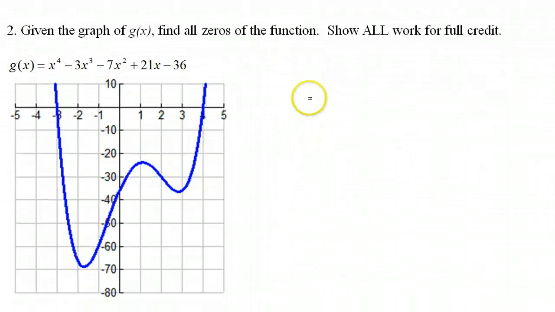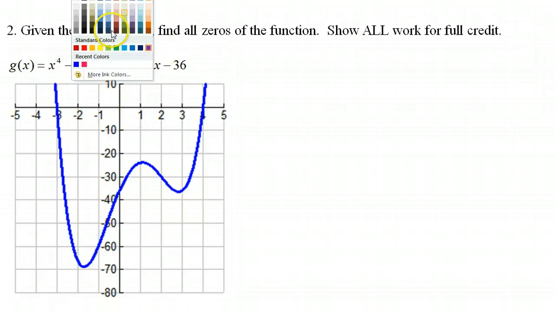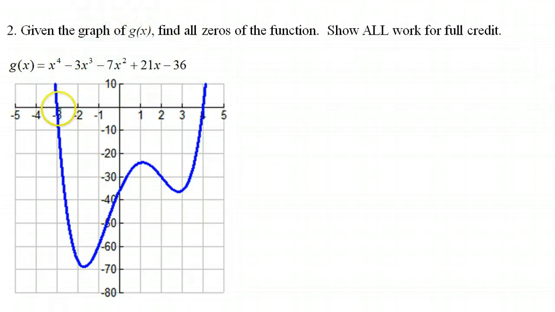Now, number 2. Given the graph of this function, find all the zeros and show all work for full credit. Now, how many zeros should there be? Hint, hint, hint, hint. There should be 4, because the degree is 4. Now, right off of the graph, I see 2 of those zeros. I see 1 here and 1 here. Okay?